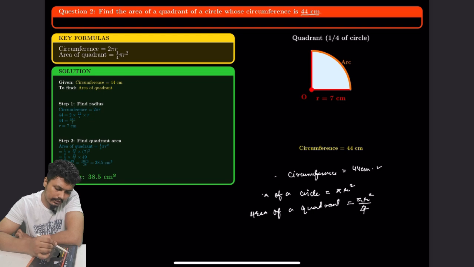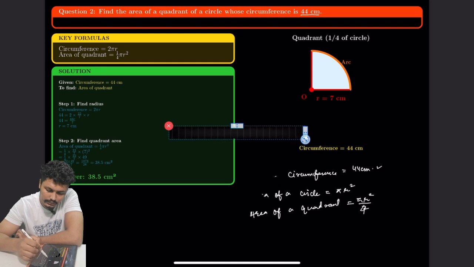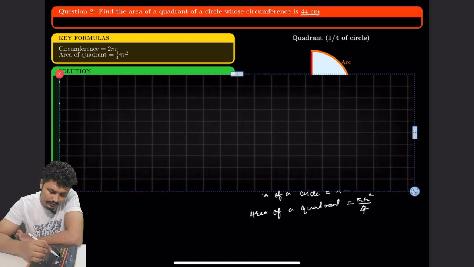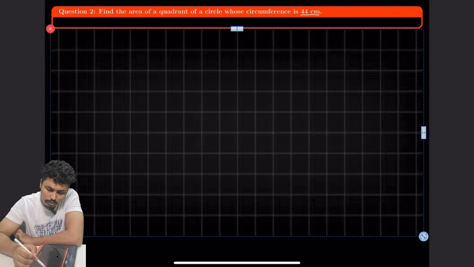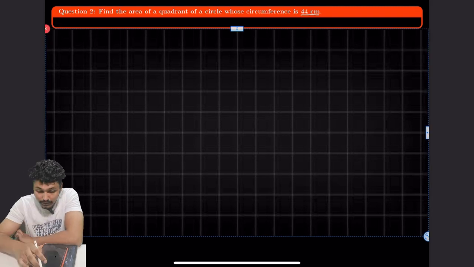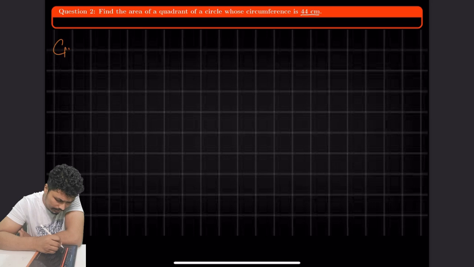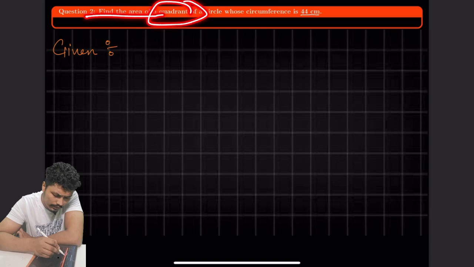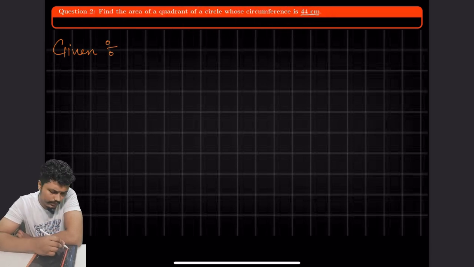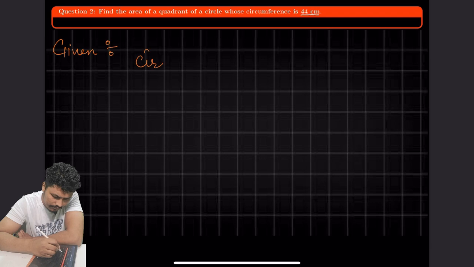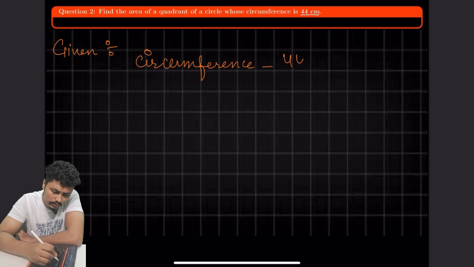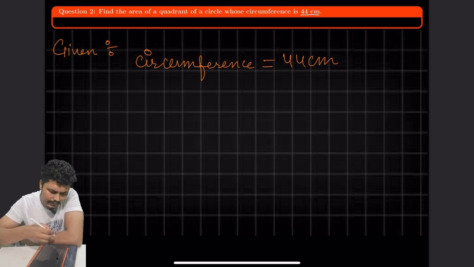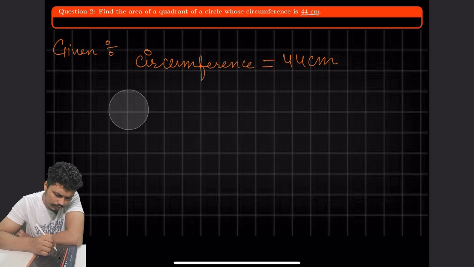We'll follow the same steps again. Always remember the steps. First is given: what is given in the question. Second, what the question is asking us to find out. And third, the formula. Directly let's start from given. The question says, find the area of a quadrant of a circle whose circumference is 44 centimeter. Given: circumference is equal to 44 centimeter. Second, to find, what do we need to find out?